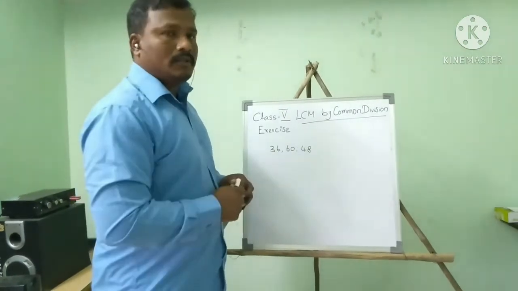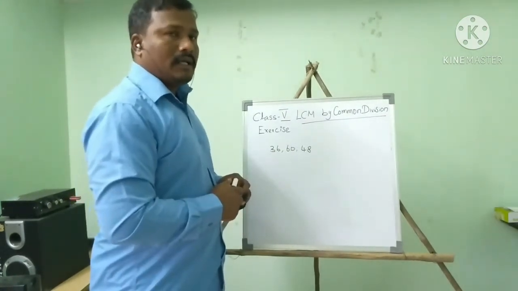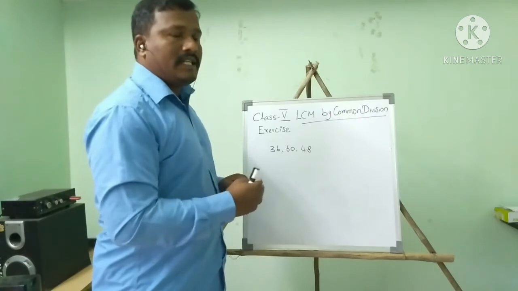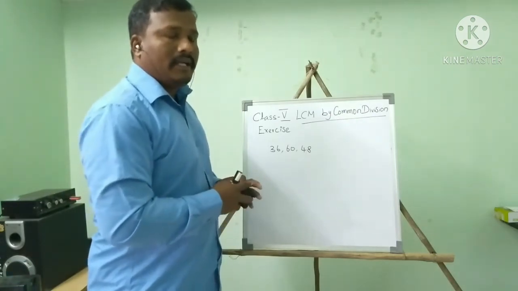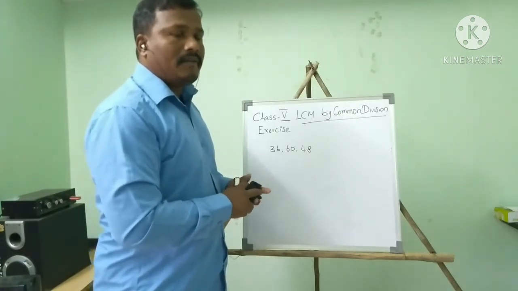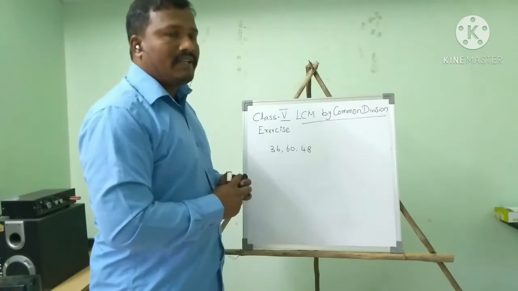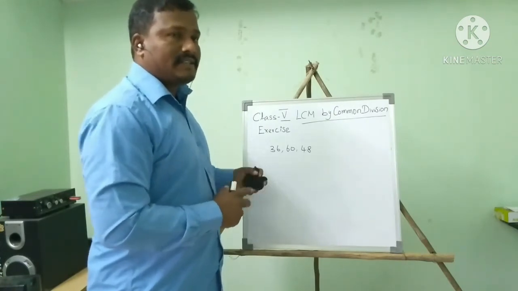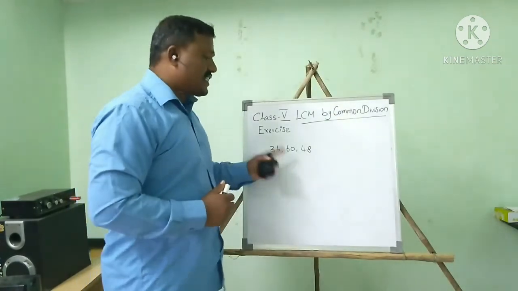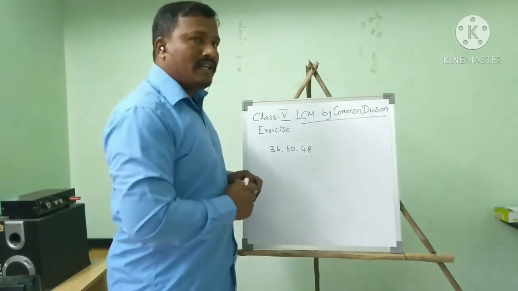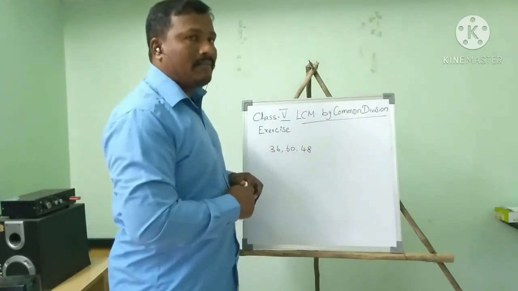Okay students, welcome to all. Now again we will see another example of finding the LCM by using the common division method. Let me take another example: 36, 60 and 48. Now we are going to find out the LCM, the lowest common multiple.